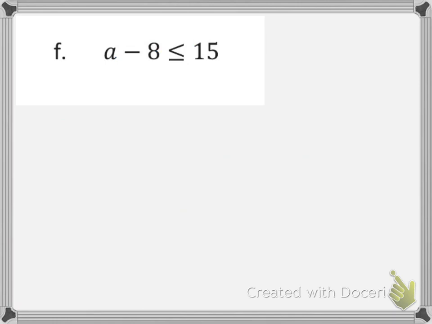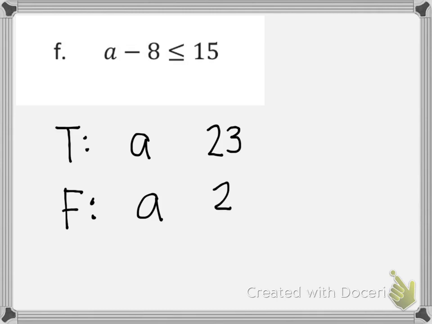Last one from me, and then you can try these on your own. A number minus 8 has to be equal to 15. That's going to be my balance point. So that's going to have to be 23, right? So this is going to be true when a is something to 23. That's my balance point. 23 minus 8 is 15. That'll give me 15 on both sides. It's false when a is something to 23.